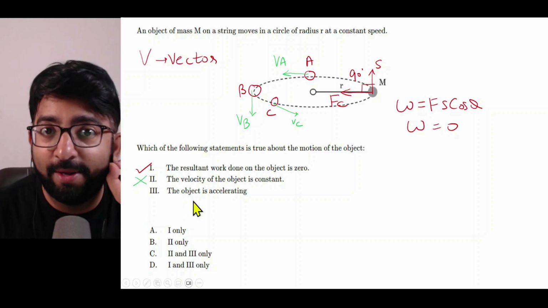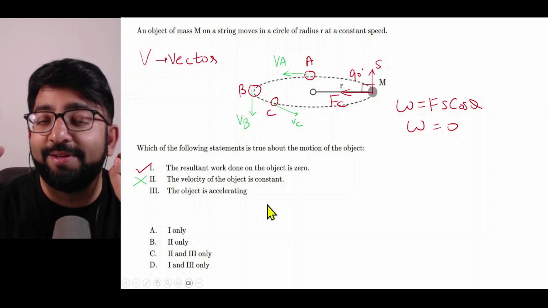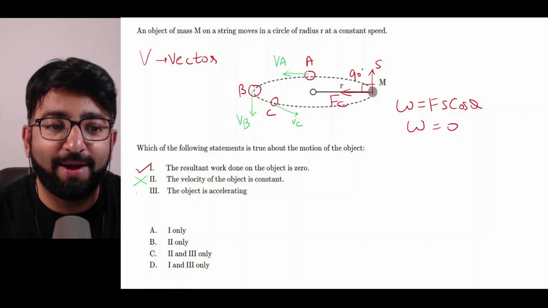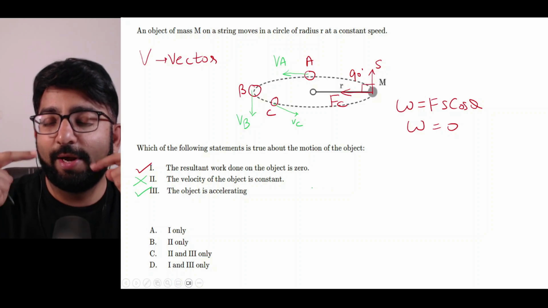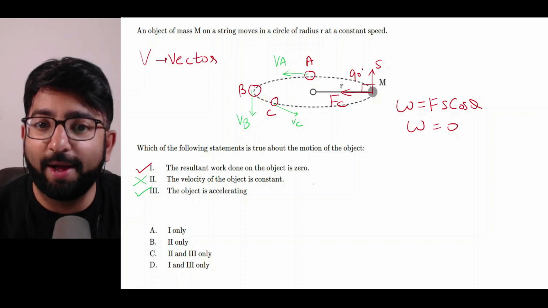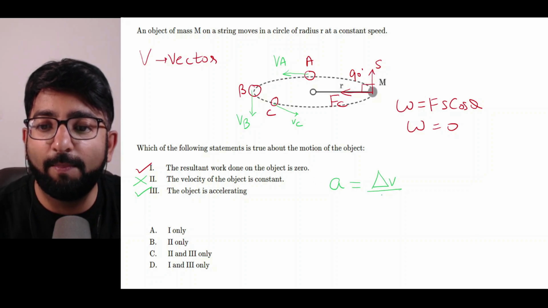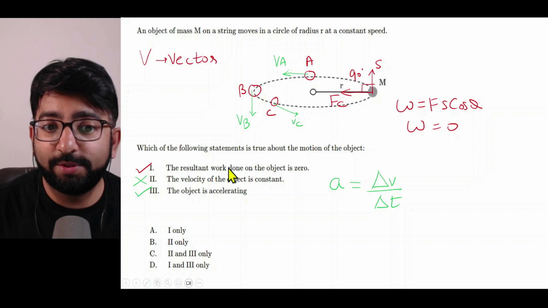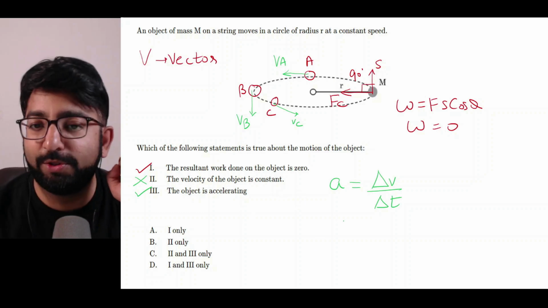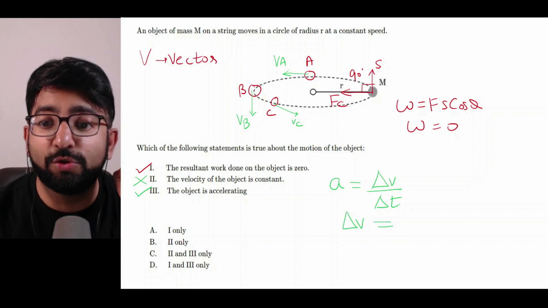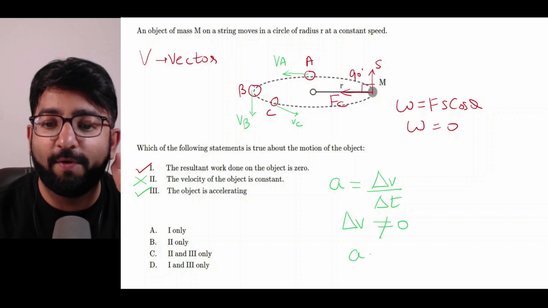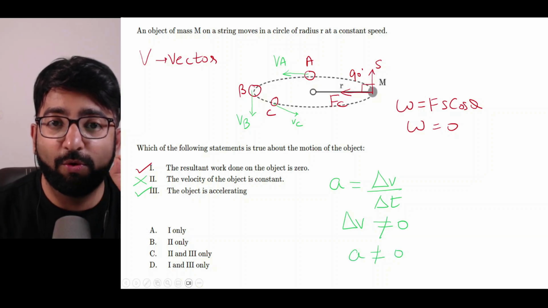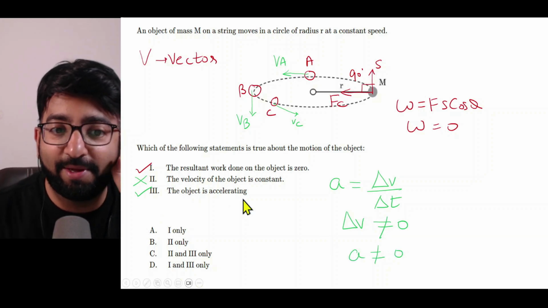Then the third statement, the object is accelerating. This is also correct. And how can we say that? Because if you try to recall the basic formula for acceleration, acceleration is change in velocity upon time. Now, since we have already deduced that velocity is not constant, delta v is not zero. Hence, the value of acceleration is also not zero. Hence, statement 3 is correct.